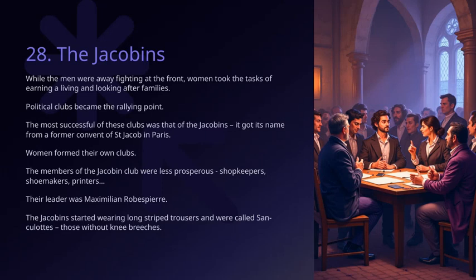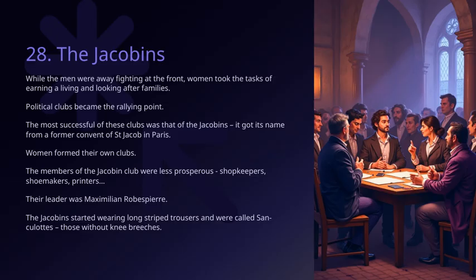While the men were away fighting at the front, women took on the important tasks of earning a living and caring for their families. During this time, political clubs became a key rallying point for those involved in the revolution. The most successful of these was the Jacobin Club, which actually got its name from a former convent of St.